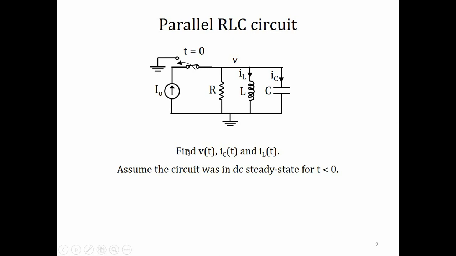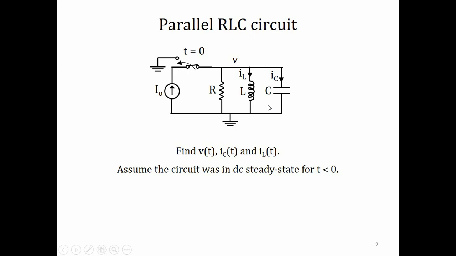So the question we are asking is, find this voltage V. There's only one voltage in this circuit with respect to ground. So find that voltage and the inductor current and the capacitor current. And we'll assume that the circuit was in DC steady state for t less than 0.